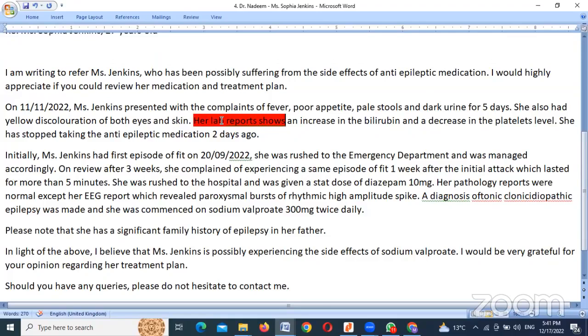We cannot use the word "lab". We need to use the complete word "laboratory". So we cannot use abbreviations. "Shows" is wrong. She has stopped.